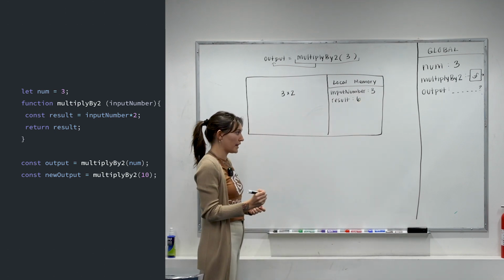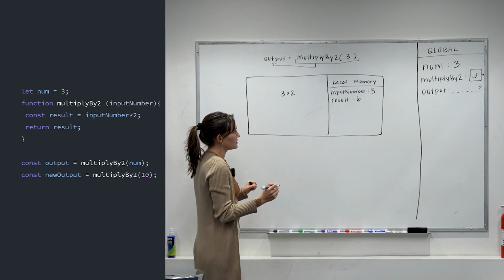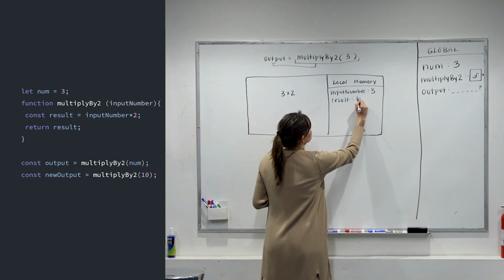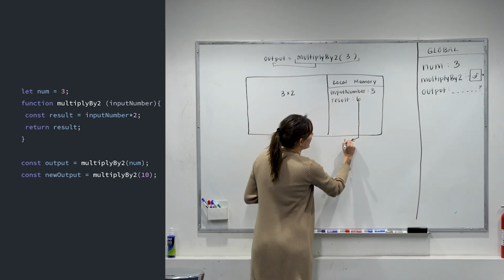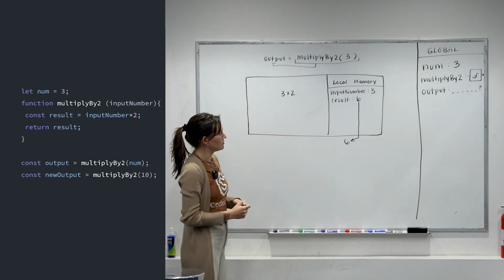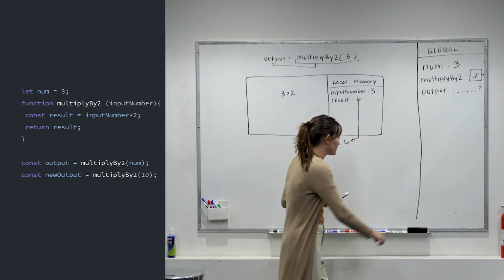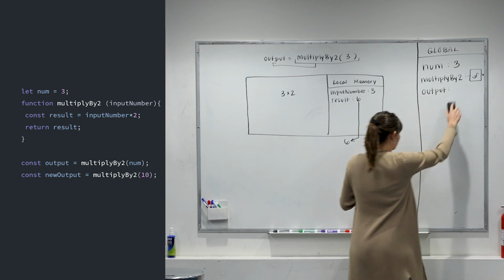All right, cool. And then what do we do? You're going to store, you already did that, never mind. You're going to return the value of result. Super duper. So we are returning this value out into global memory. And where is this value going to live? Where is that going to be stored? It's going to be put into the global memory of output. Absolutely, 100%.